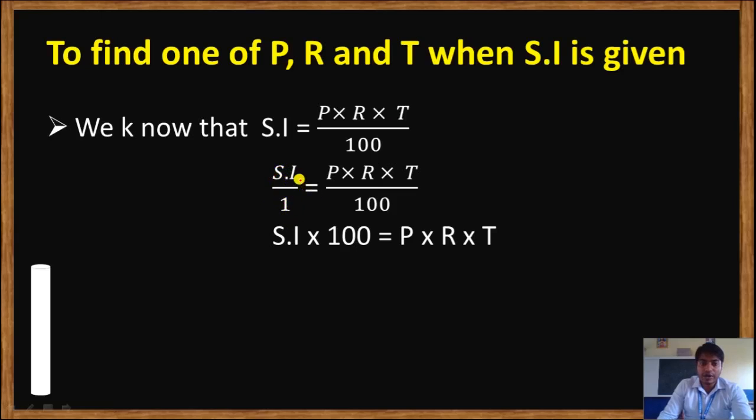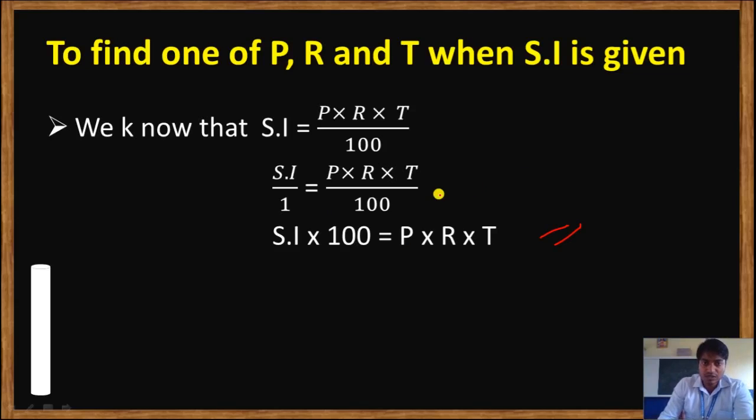Now we have to do the cross multiplication. So let's do this. Simple interest into 100, here you can see, equals principal into rate into time into 1 into 1, then we'll get principal into rate into time. Now using this only we have to find the formula for principal, rate and time.